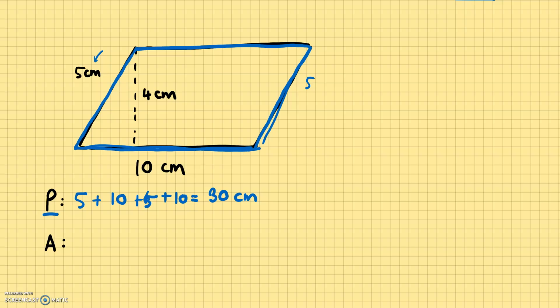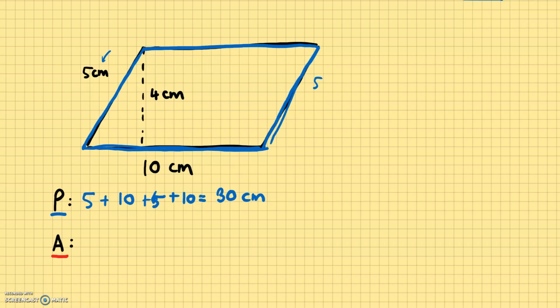Now for the area, it's a little bit different. I forgot to notate that this is 90 degrees. Okay, so for the area, you need to multiply the two sides that are perpendicular. So the base here, which is 10, times the height. Okay, we're not using this width here. We're multiplying the height, which is 4. Okay, so that would be 40 centimeters squared. Okay, so that's how you find the perimeter and the area of a parallelogram.